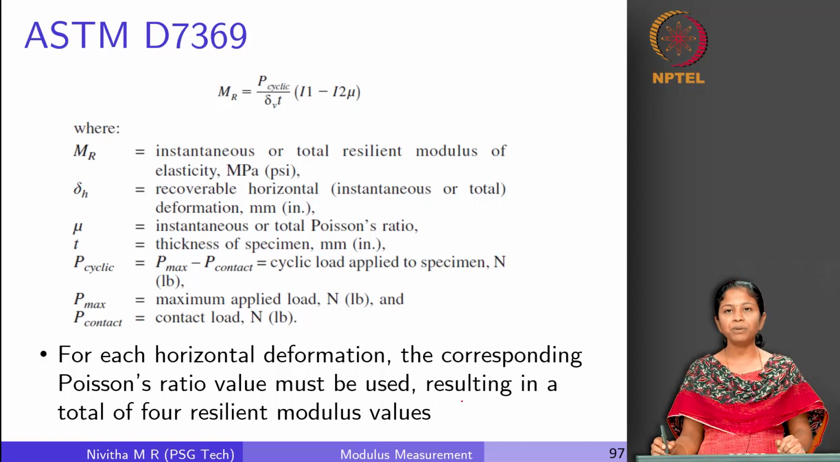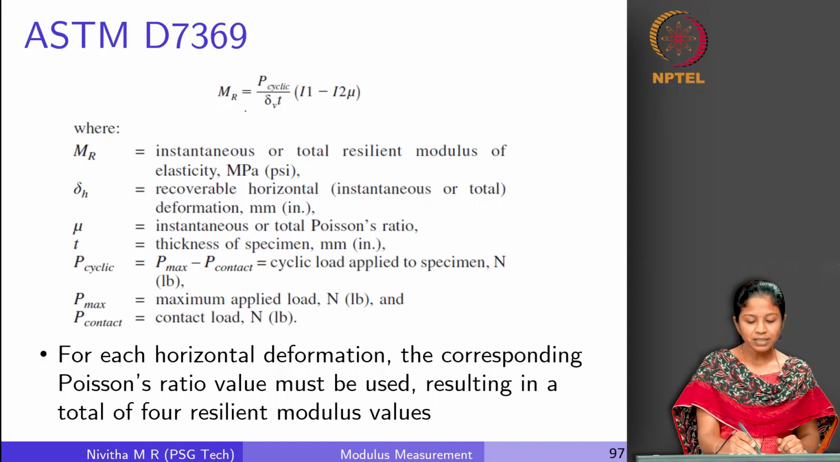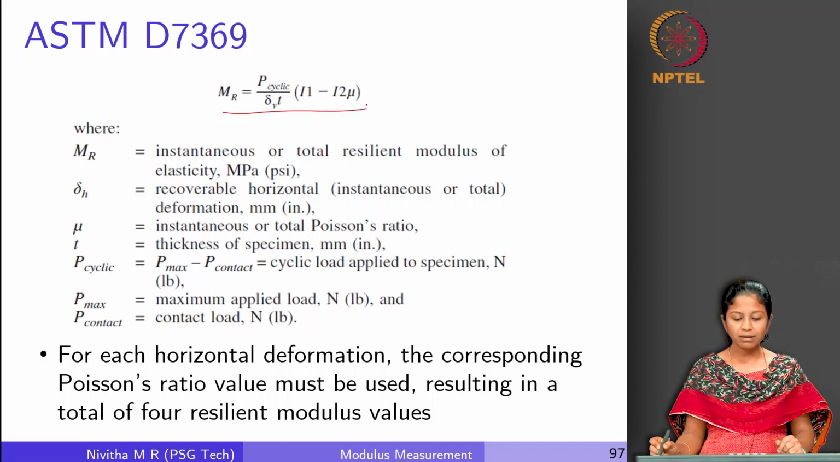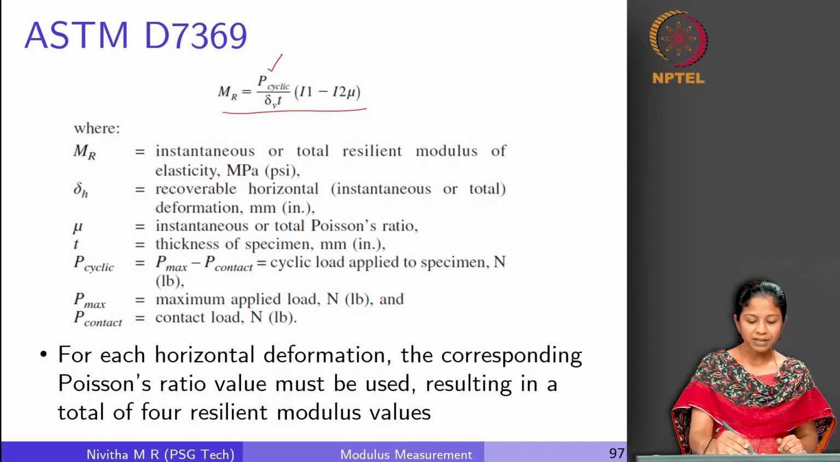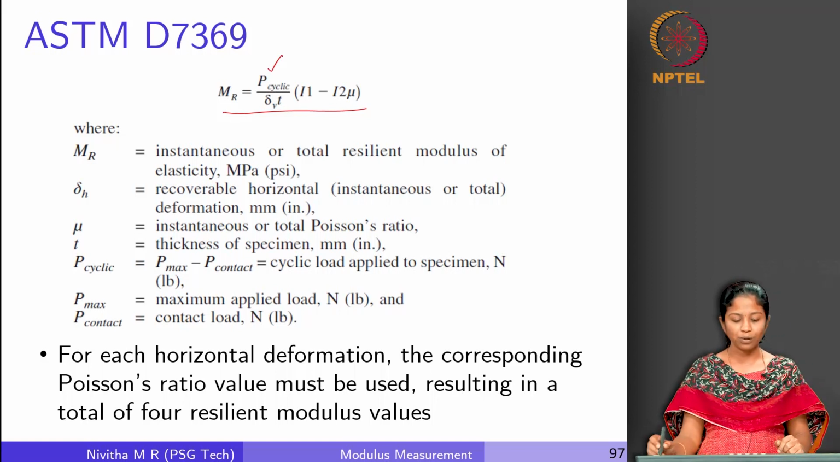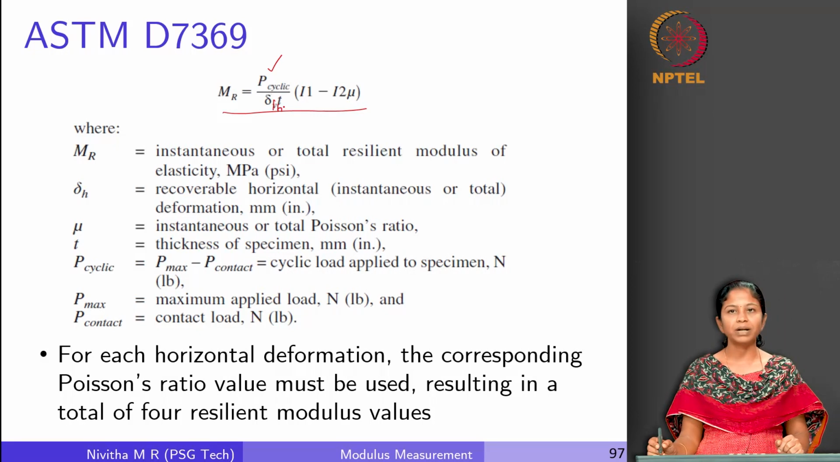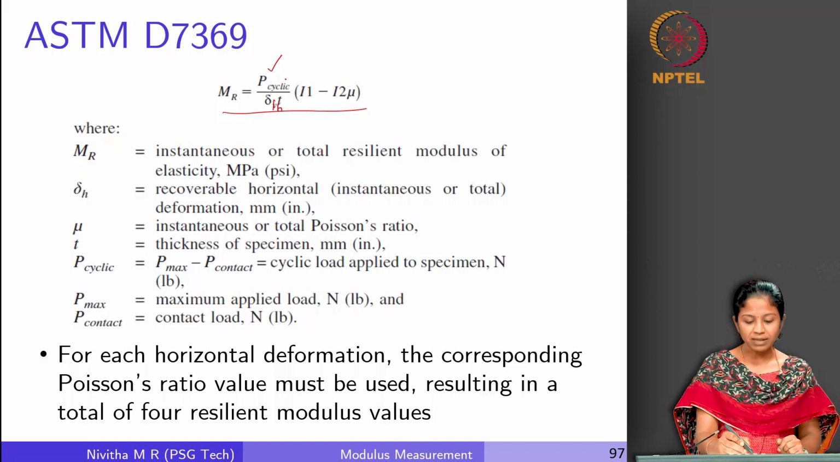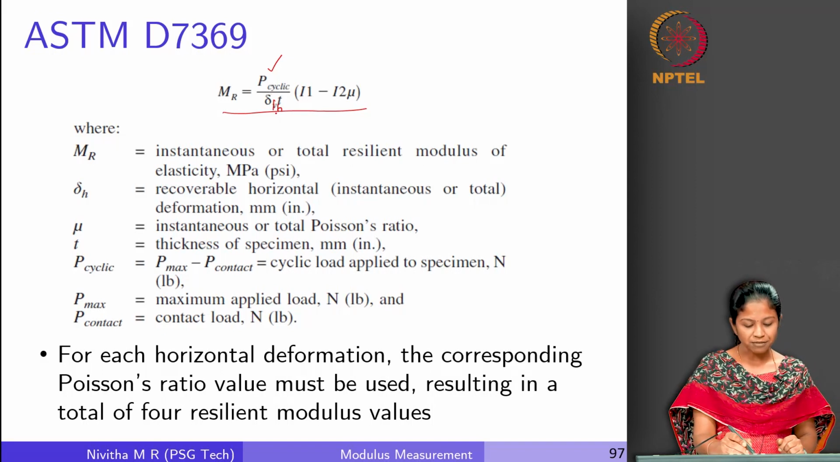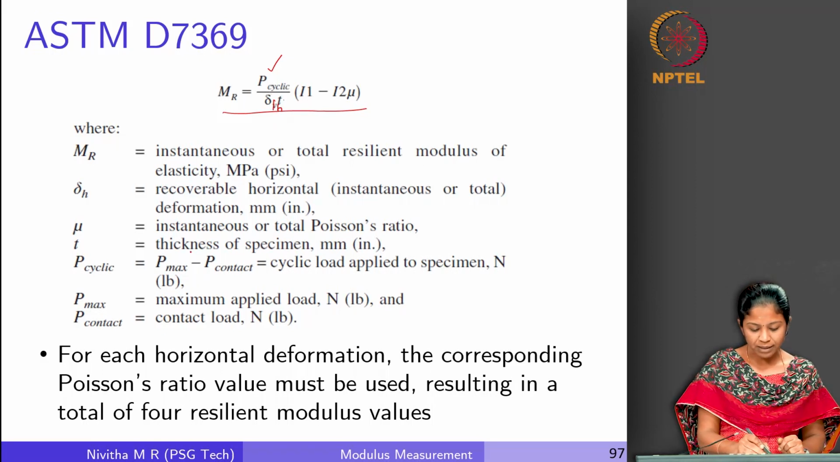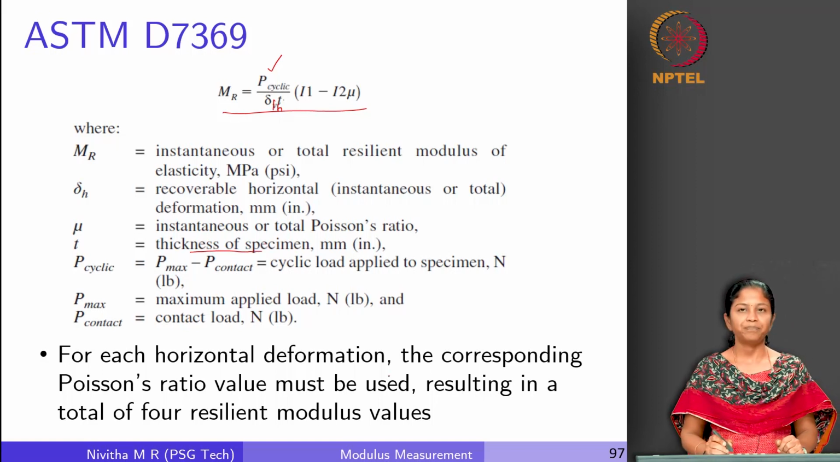Now how do we compute the resilient modulus with this Poisson's ratio value? This is the equation to calculate the resilient modulus. We have the cyclic load, we know what the cyclic load is, and we have the deformation. Again there is a small typo in the equation: this should be the horizontal deformation, not the vertical deformation. So we have the cyclic load, we have the horizontal deformation, and we have a T parameter, which is the thickness of the specimen.